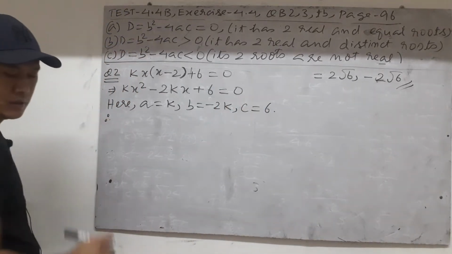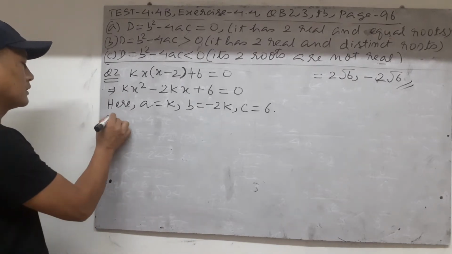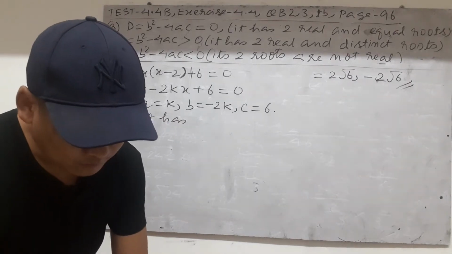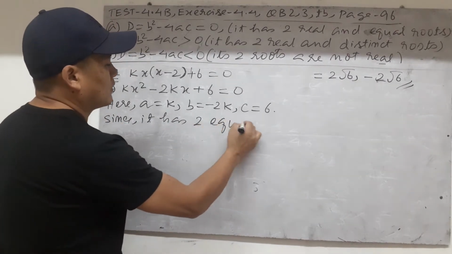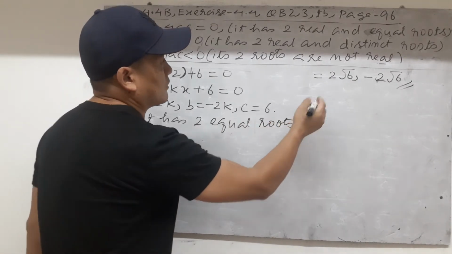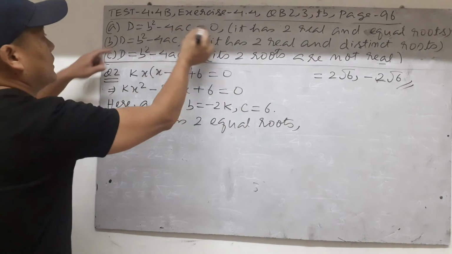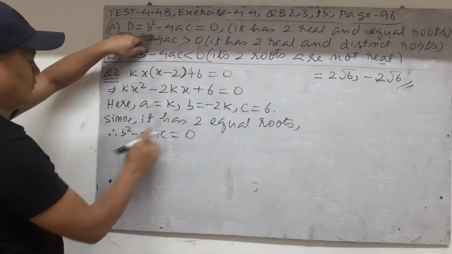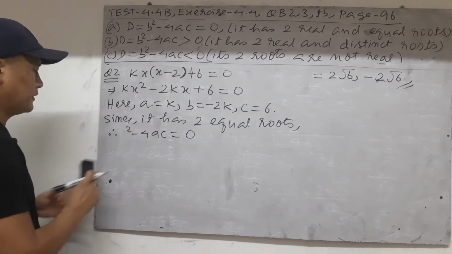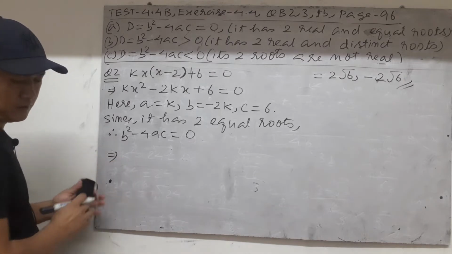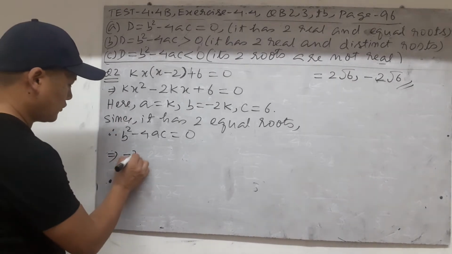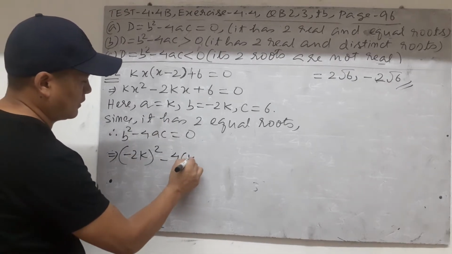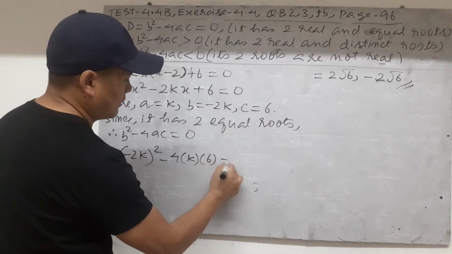So therefore, since the question has already told us, using the same language as the text, two equal roots, the one that matches this is only this one, equal roots. So the condition will be this. Therefore, same condition, b square minus 4ac will be 0, just like we did the first one. From here on, we solve carefully. b is here, minus 2k. So put the whole thing in the bracket, square. Minus 4 into a is k, into c is 6, equal to 0.